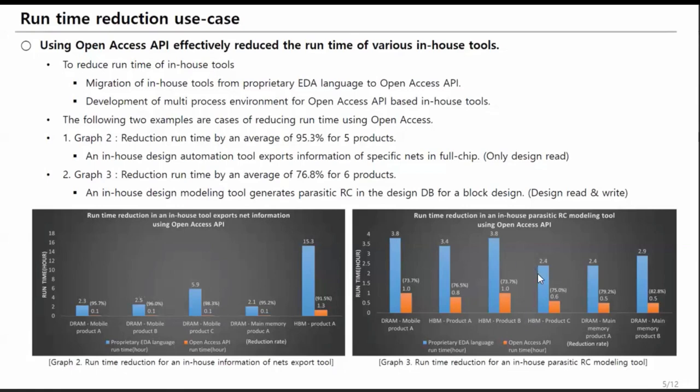95.3%. And Graph 3 is an in-house tool that generates modeling information of resistance and capacitance for certain nets in a full chip design. It reads and writes designs. We measured the runtime across 6 projects and found an average reduction of 76.8%. Besides the two cases mentioned above, even though we couldn't measure exactly, a lot of our in-house tools have seen a big reduction in runtime by using OpenAccess API.